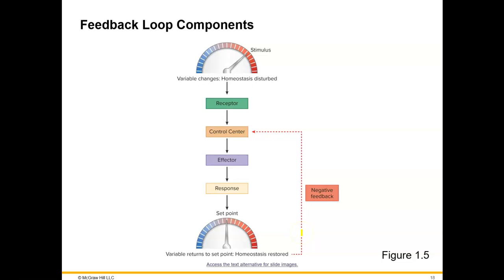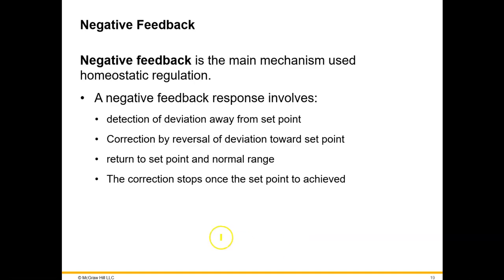So negative feedback means when the variable goes too high, then your body responds to lower it. And it could be the other way. The variable could have gone too low, and your body would respond to raise it back to the set point. So negative means opposite. All right, so negative feedback is the main mechanism used for homeostatic regulation. Primarily, this is what our body uses to regulate homeostasis.